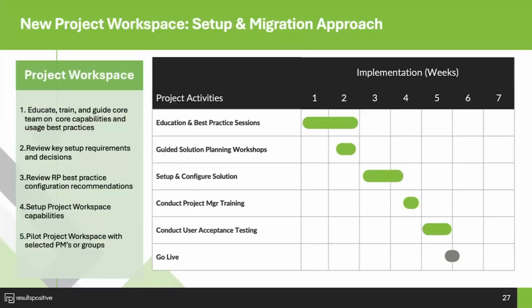Next here is the new project workspace. If we were to implement the new project workspace in this guided accelerated approach, you're going to go through basically the same process. You're going to educate, let the team understand what the core capabilities are. We're going to then review and confirm the requirements and key decisions that need to be made. We're going to then present our best practice configuration recommendations, and we'll set that up if that's part of the project. If not, we would guide and oversee the internal team. Then obviously the project workspace will be set up, and then we'll get ready for the pilot activities.